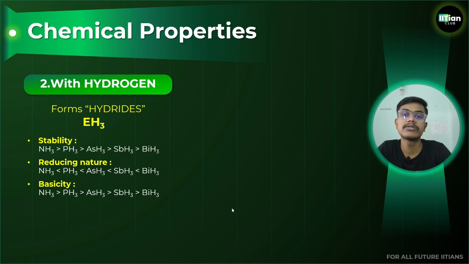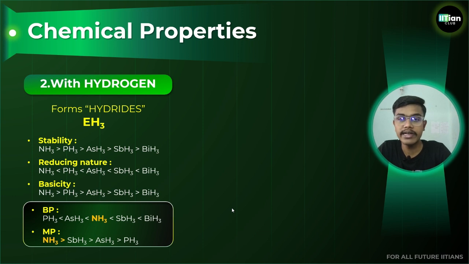Reducing nature corresponds to the ability to release hydrogen from the compound. Here you can see as the bond dissociation enthalpy reduces down the group, it can easily break and easily release the hydrogen. So the reducing nature increases down the group, and basicity decreases down the group.